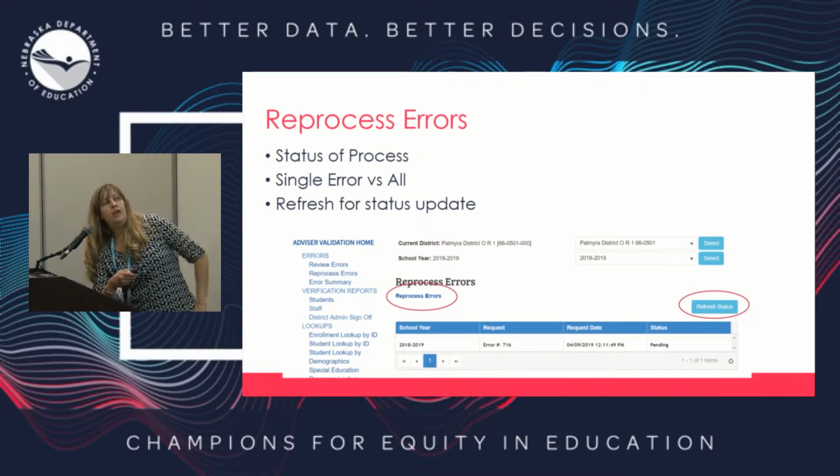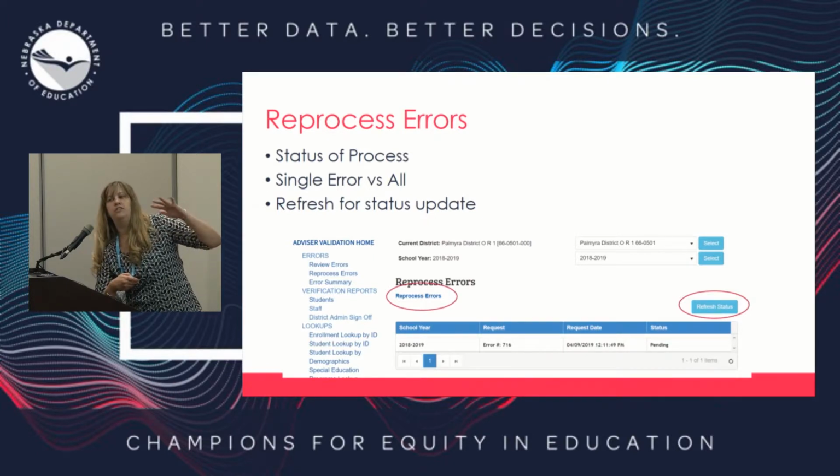If you made a couple updates to your SIS and you want to just reprocess everything in Advisor, you can hit this button. And it'll take a little bit longer, but down here it'll say it's reprocessing all of your errors. So that's kind of a last check to make sure there's no new errors popping up there.